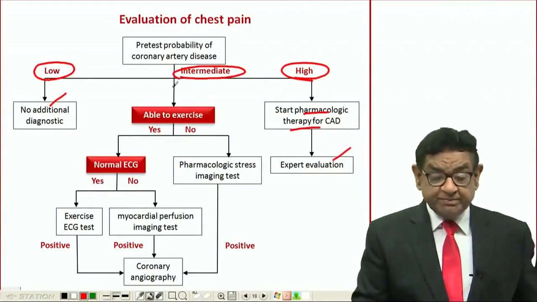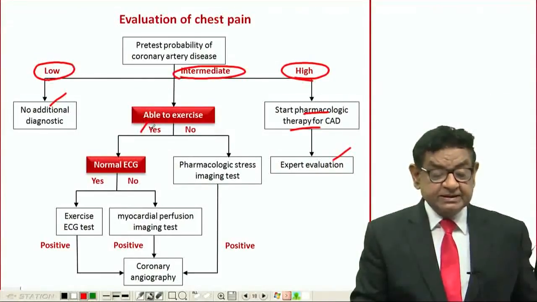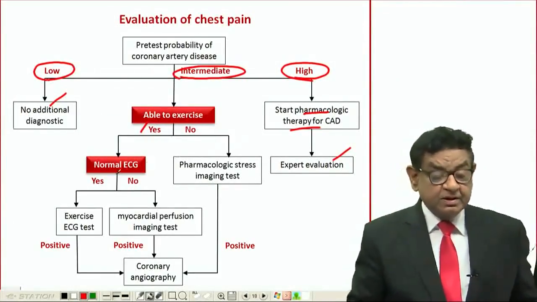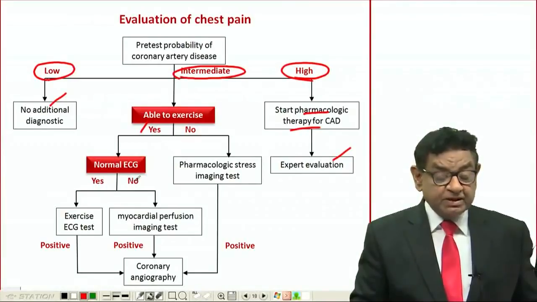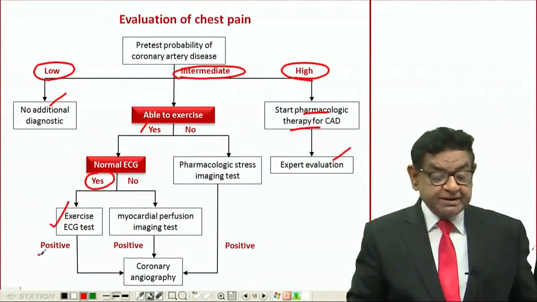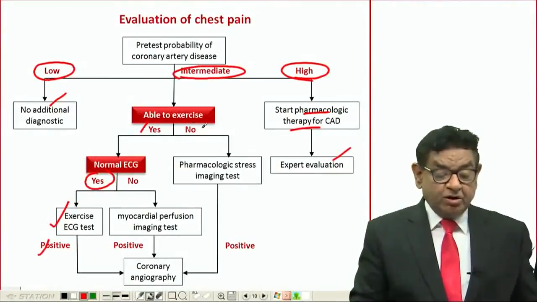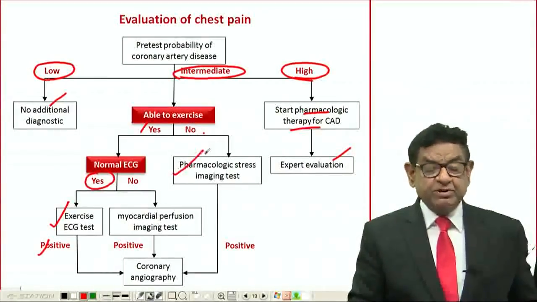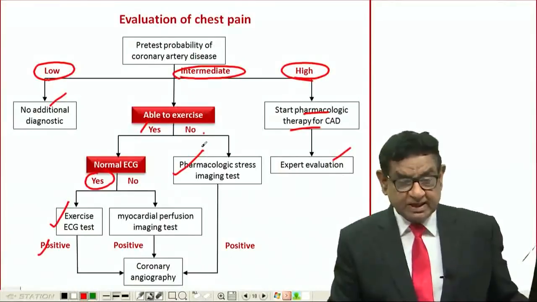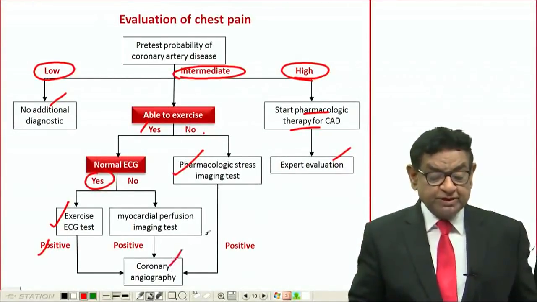But for those who have intermediate probability, are they able to do exercise? Yes. Do an ECG, normal or abnormal. If the ECG is normal, go for TMT. If the TMT is positive, go for angiography. If the patient is not able to do exercise, go for a pharmacological stress test, as we discussed just now, maybe dipyridamole or dobutamine. If positive, go for angiography.